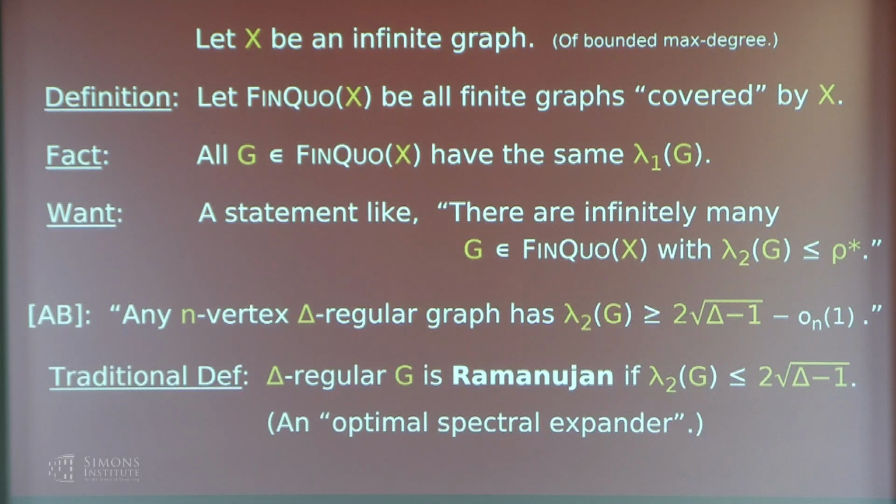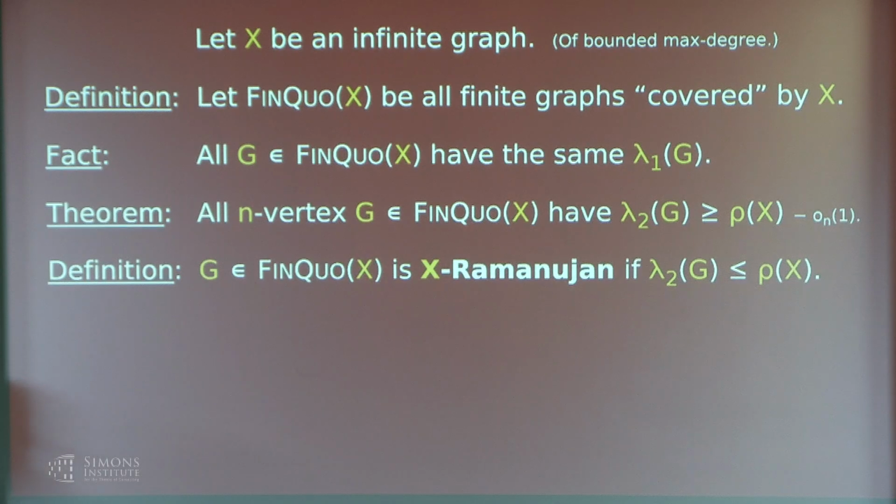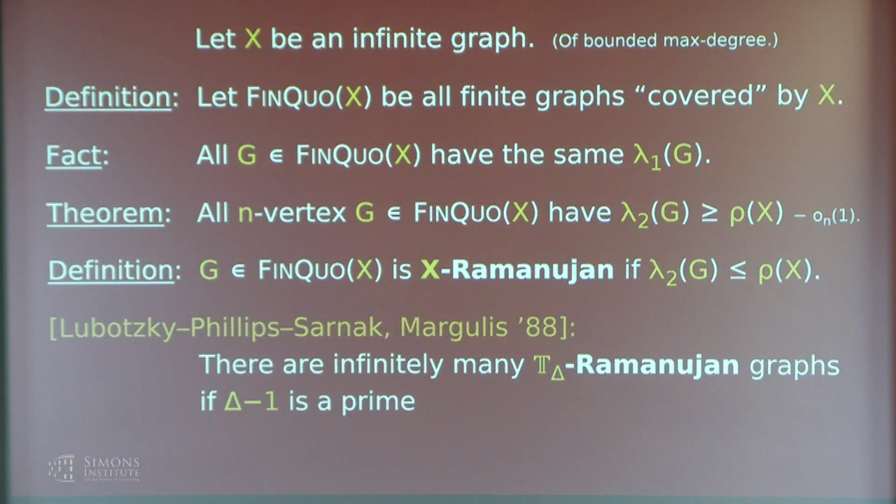Okay, but part of our motivation in this paper was to study the same question, but not for graphs that locally resemble regular trees, but that may locally resemble some other infinite graph. Great. So as to whether there are any such Ramanujan graphs.